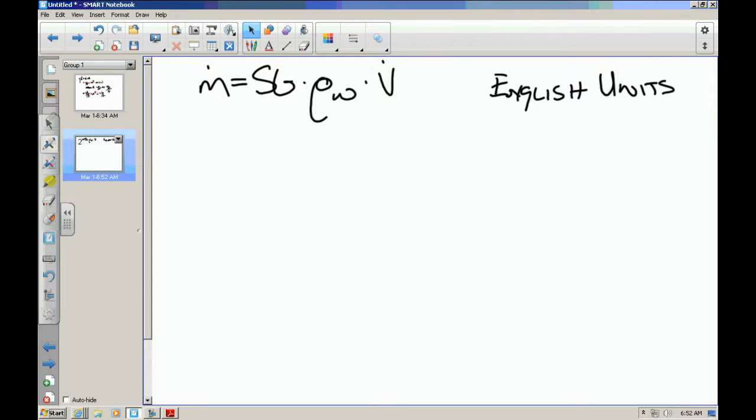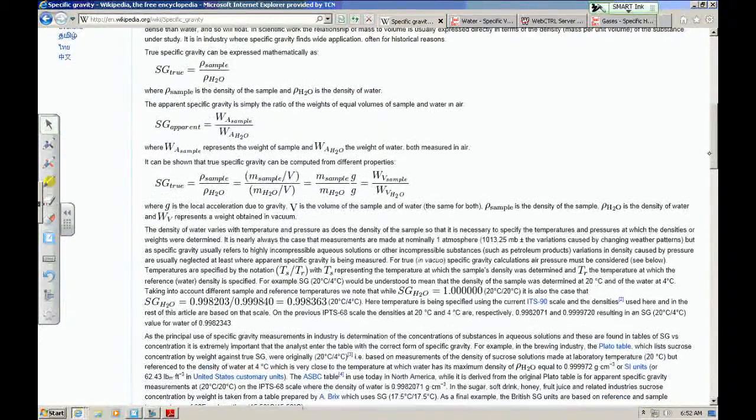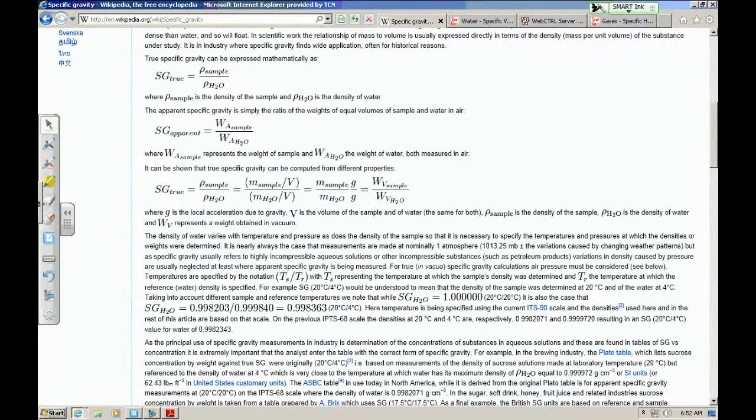All right, let's ask what SG means. Well, that's specific gravity, and a quick search on Wikipedia allows us to say right here, specific gravity is a ratio of the density of a sample divided by the density of water. Okay, so what is the density of water?